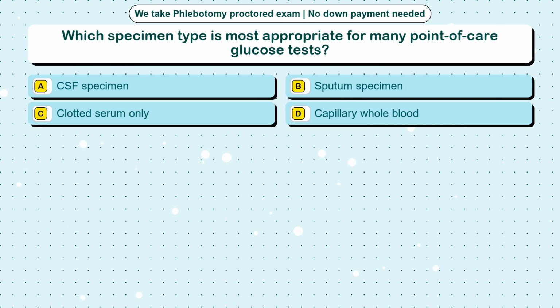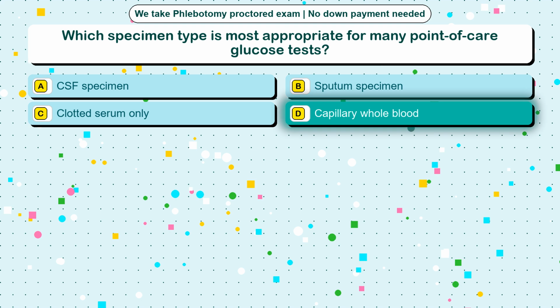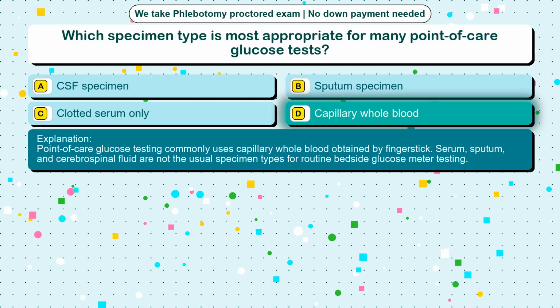Question 34. Which specimen type is most appropriate for many point-of-care glucose tests? Option A, CSF specimen. Option B, sputum specimen. Option C, clotted serum only. Option D, capillary whole blood. The correct answer is option D, capillary whole blood. Point-of-care glucose testing commonly uses capillary whole blood obtained by fingerstick. Serum, sputum, and cerebrospinal fluid are not the usual specimen types for routine bedside glucose meter testing.